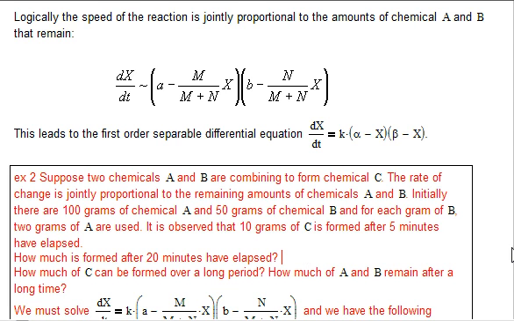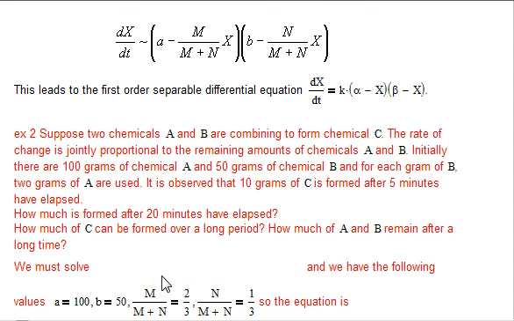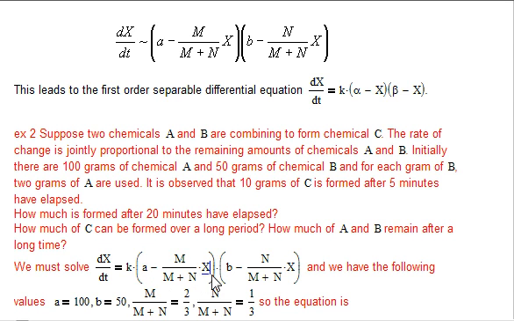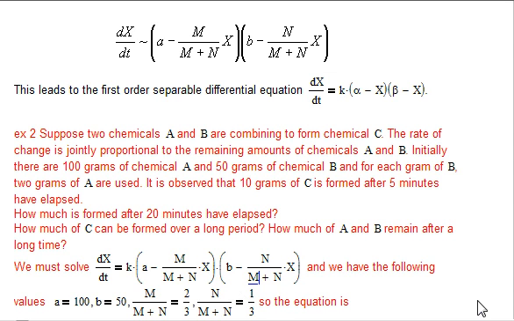So, now we have an initial value problem. And it says how much of C can be formed over a long period, we'll get to that. How much of A and B remain after a long time, we'll get to that also. Okay, here's the story. We must solve dx/dt equals K times A minus M over M plus N times X, times B minus N over M plus N times X, but really it's this equation. It's just, you know, the numbers are dressed up a little bit. The K will take care of any other problems we have.